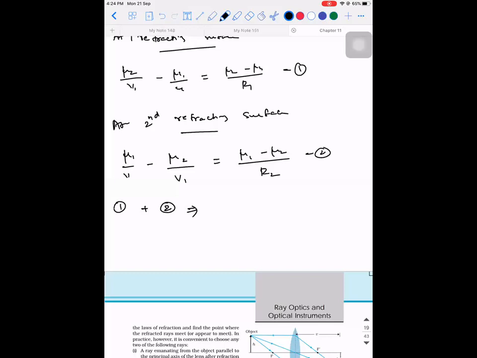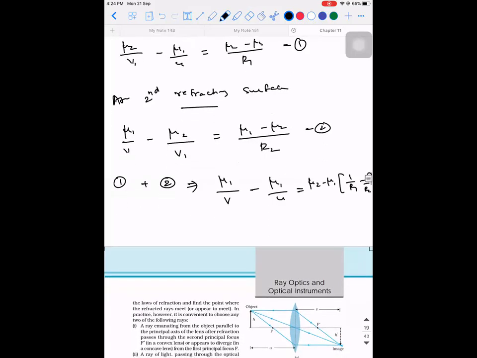So mu2 by V1 will get cancelled. What are you left with? Mu1 by V minus mu1 by U is equal to mu2 minus mu1 into 1 by R1 minus 1 by R2. I wrote it as minus 1 by R2 because if you take the minus sign outside, it becomes mu2 minus mu1 only. So what is common on the left hand side? Mu1 into 1 by V minus 1 by U is equal to mu2 minus mu1 into 1 by R1 minus 1 by R2. Are you guys able to understand this?